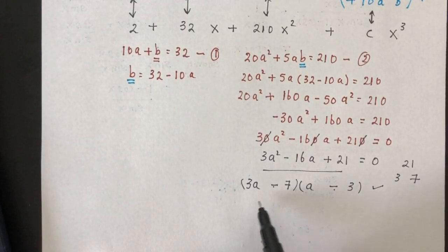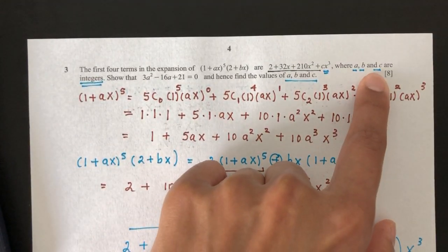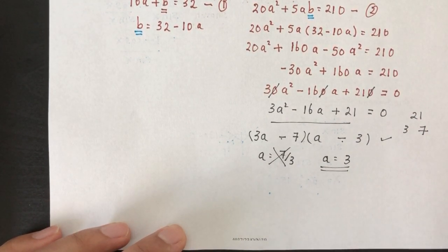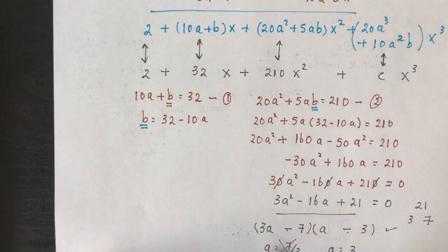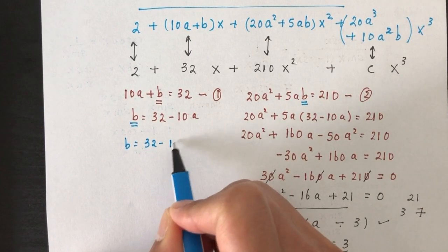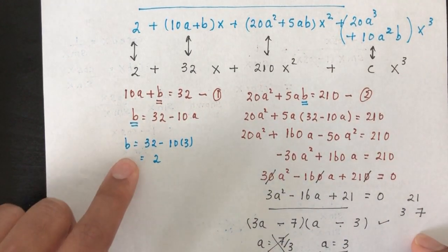So in this case you have two values of a: a can be 7 over 3 or a can be 3. If you see the question, it says a, b, c are integers, so the value of a cannot be this, it can only be this. So a is equal to 3. Now go back to your question to find the value of b. So b will be 32 minus 10 times 3, that will be 2. Now the value of b will be 2.